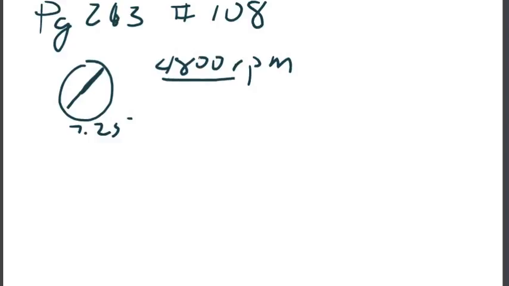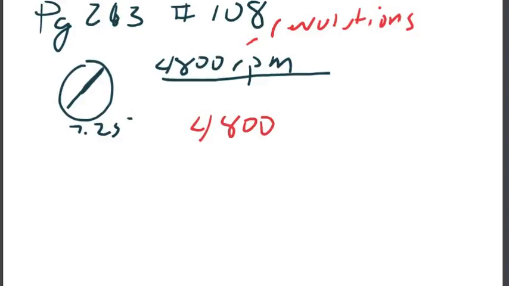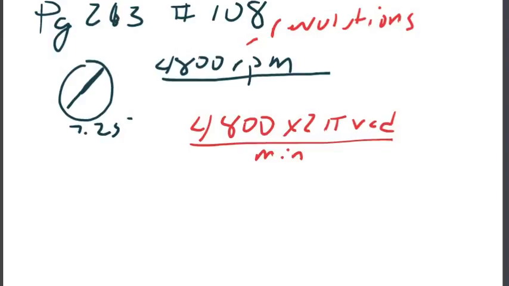Okay, so we have 4,800 revolutions. So a revolution is how many radians? 2 pi. So we have 4,800 times 2 pi radians per minute, except what we were asked to do was get radians per second. So we're going to divide by 60 seconds per minute. So the minutes cancel, and now we've got 4,800 times 2 pi radians per 60 seconds.